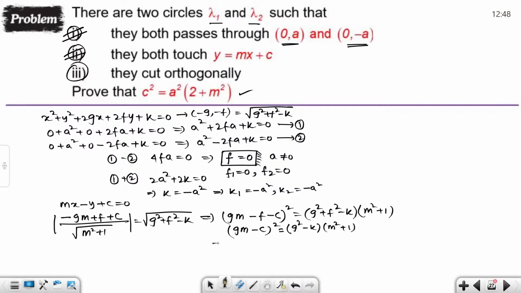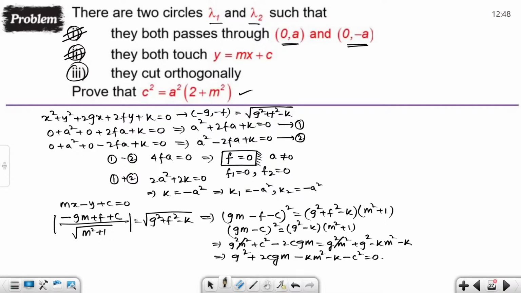Now let me open this bracket to get g square m square plus c square minus 2cgm, which is equal to g square m square plus g square minus km square minus k. So g square m square goes off. So we are left with g square plus 2cgm minus km square minus k minus c square equals to 0. Let this equation be as it is. Let us not touch this equation right now. Definitely it will be required afterwards.